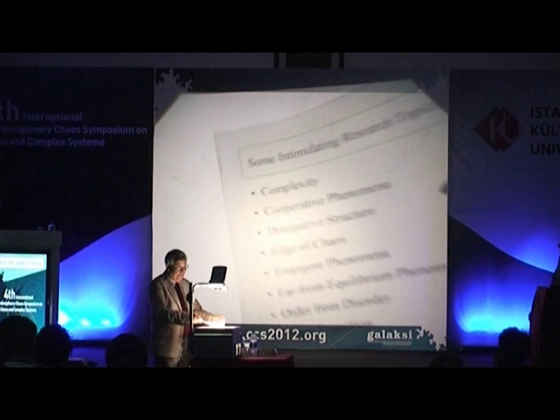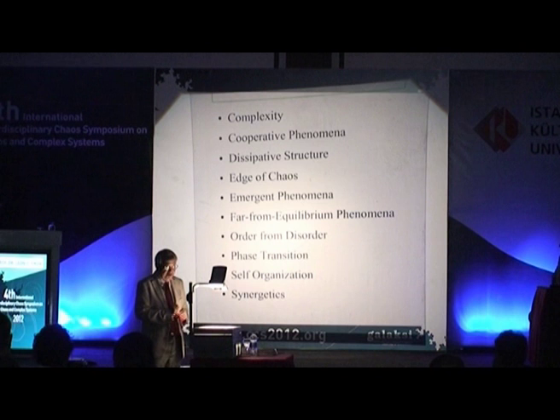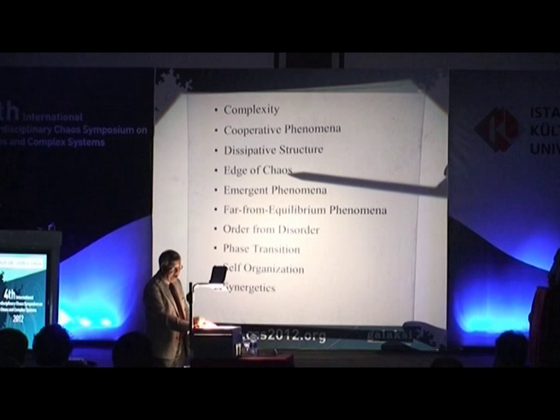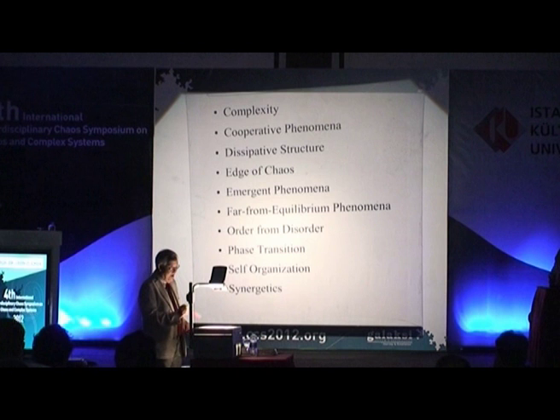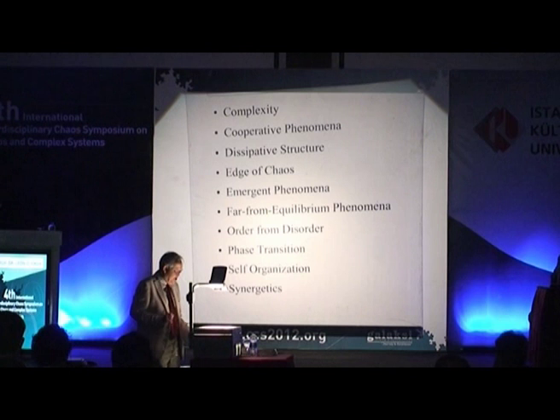And in fact, in most of these books, you will see words like complexity, cooperative phenomena, dissipative structure, edge of chaos, which is the title for today, and which is used in a different meaning today, because as you will see, people who used this word before were not really doing it scientifically. There's emergent phenomena, far from equilibrium phenomena, or non-equilibrium phenomena, order from disorder, phase transition, self-organization, synergetics.